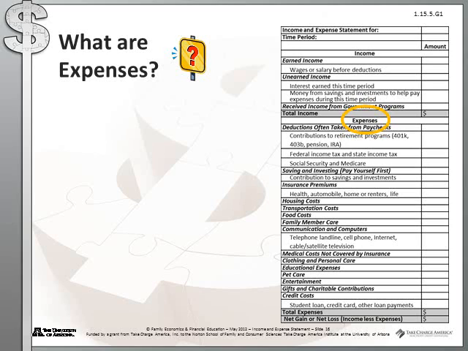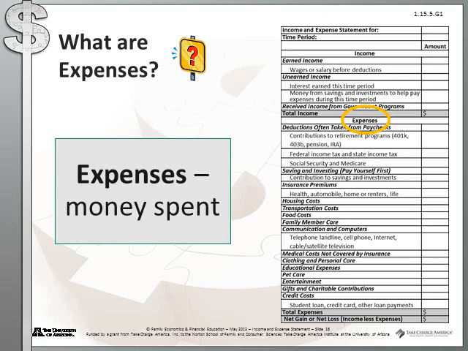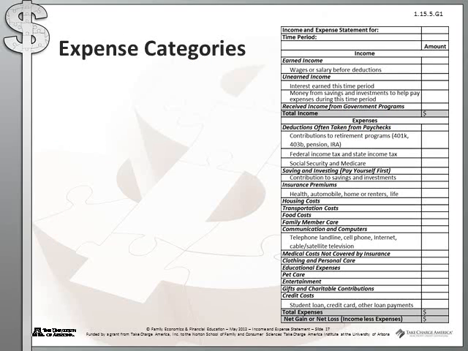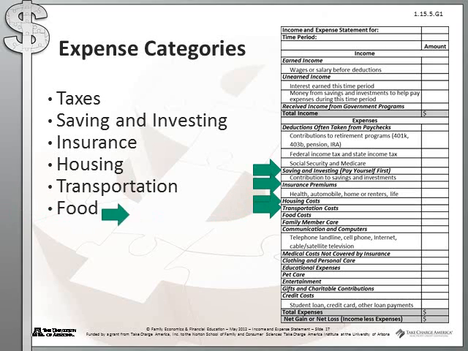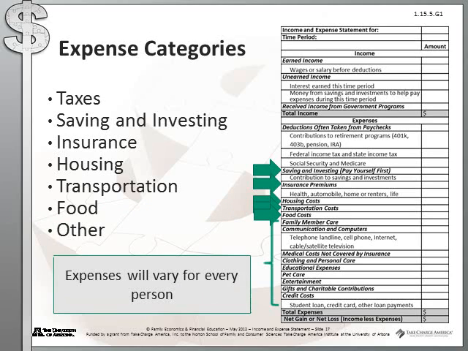Now let's talk about expenses. Expenses are the money we spend. Some of the things you may spend money on are taxes, putting money into a savings or investment account, insurance, housing costs, transportation costs, food, and other things. Each individual has a slightly unique living situation. This means the way money is spent varies from person to person.